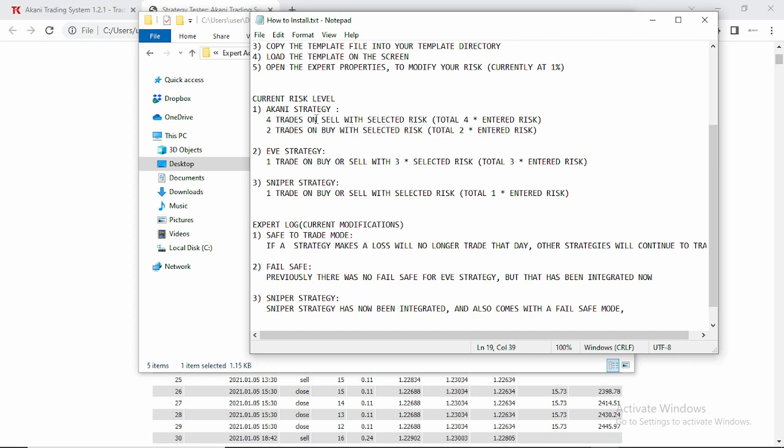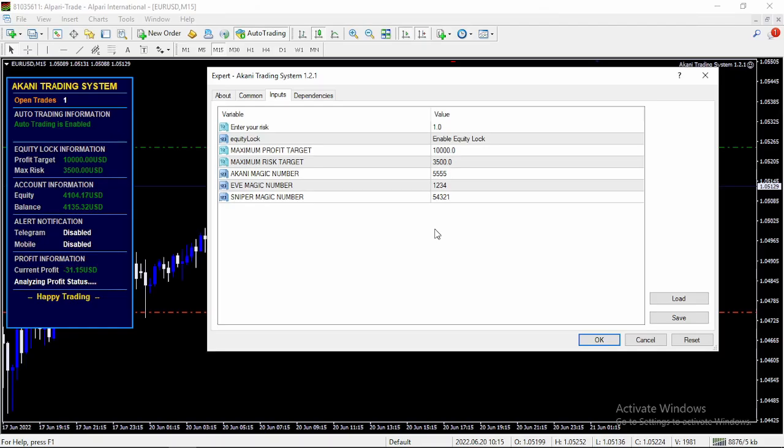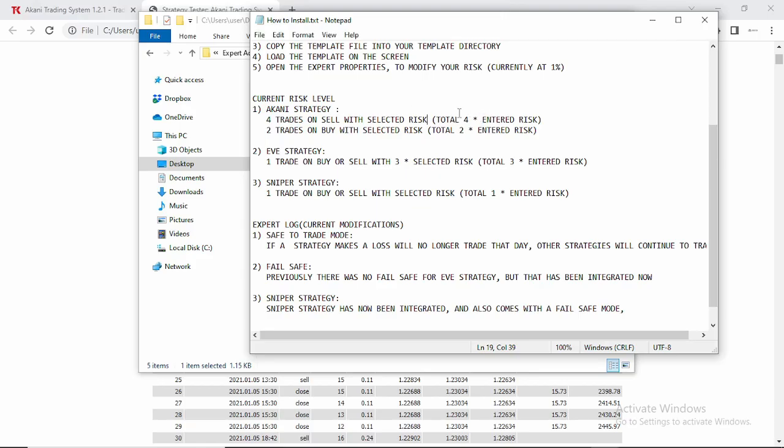So let's say you enter 1% here as we did. The current total risk that you would have on your account will be 4 times that number. Since it's 1, we are risking 4% of our entire account on the total trades. So it enters 4 trades with 1% risk each. That is for the sell. For the buy, it enters 2 trades on buy with selected risk. So the total will now be 2 times the entered risk.